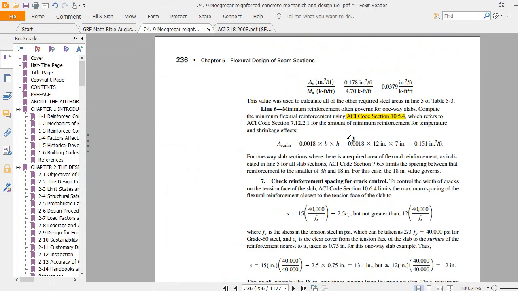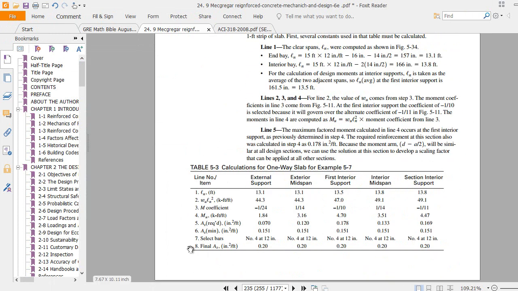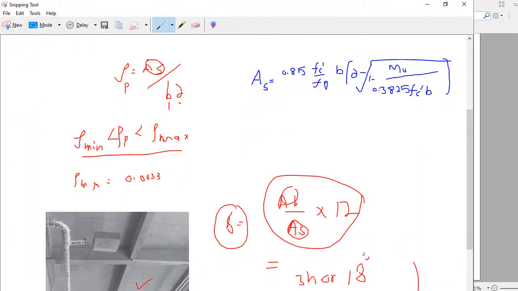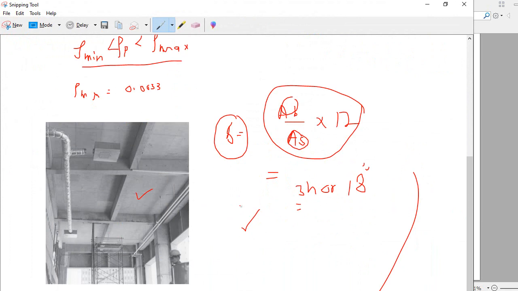Now on the basis of 12 inches spacing, you have to recalculate your final As. Now how do you calculate your final As? As the spacing is fixed now, it will increase your steel ratio, that is 0.20. Now this is the provided reinforcement. How to calculate? Again, remember the spacing is fixed right now.